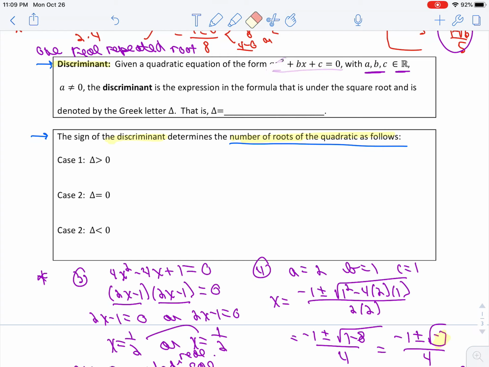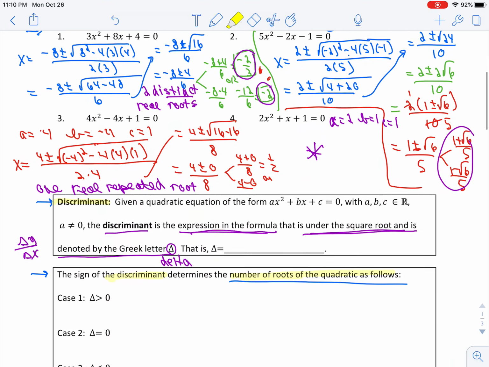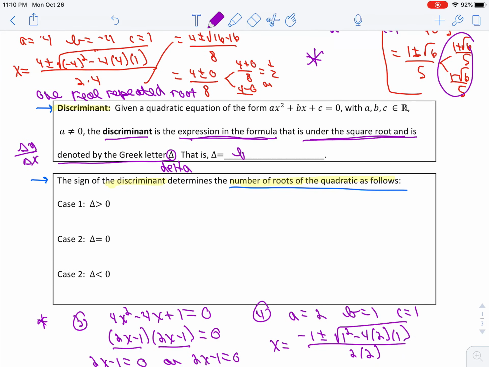So if you have something of that form, then there's something that's called the discriminant. And the discriminant, as this says, is the expression in the quadratic formula that is under the square root. And it's denoted by this triangle, which is called delta. And you know that from looking at slope. Slope is delta y over delta x. So delta is the expression in the formula that's under the square root. If we go back here, the expression under the square root is b squared minus 4ac. So that's the discriminant, b squared minus 4ac. Now notice there's no square root sign in that. It's just b squared minus 4ac.